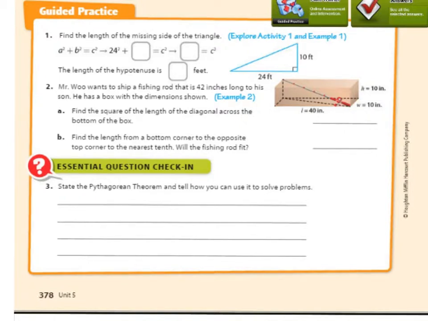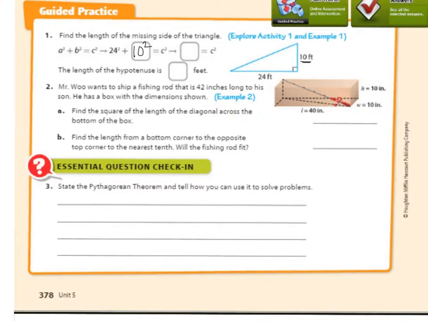So number 1 is asking us to find the length of the missing side of the triangle. For this, we need to use that Pythagorean theorem, a squared plus b squared equals c squared. And then we've got our side lengths here for this triangle. So we have A, we have B, and we are looking for C. Okay? So we're going to go ahead and put in that A squared, which they did as 24. So 24 squared. We are going to put in that next leg length, which is 10 squared. And then that equals C squared.